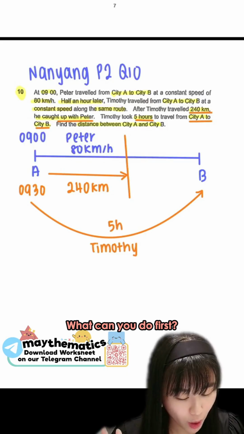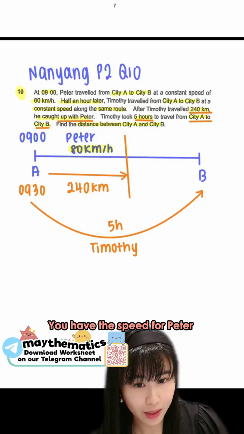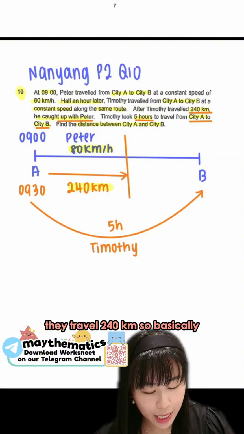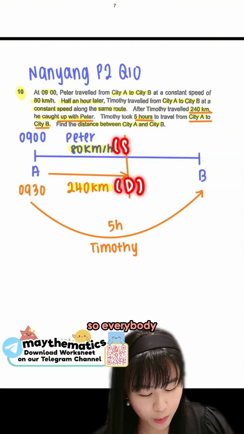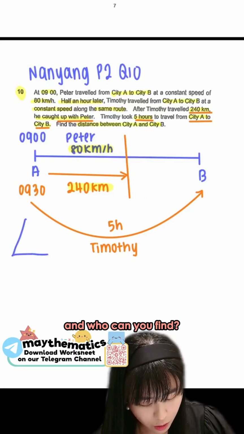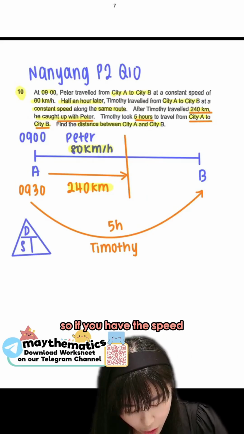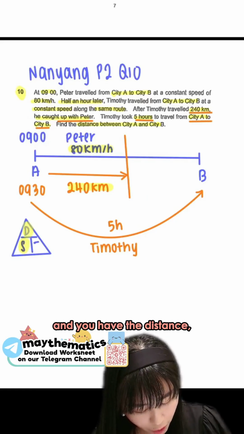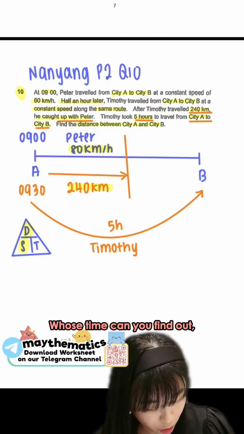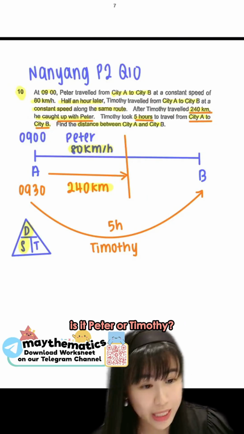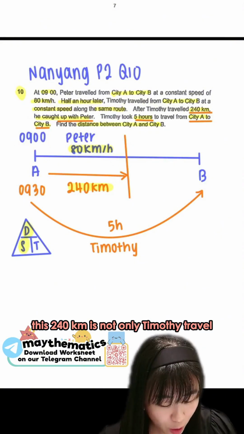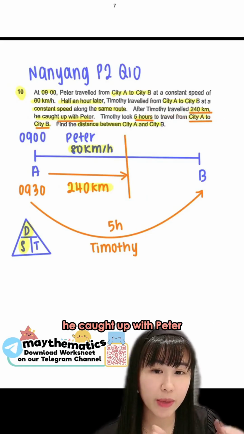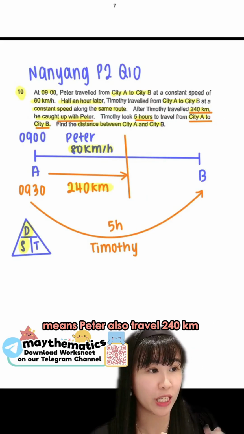Timothy. Okay, what can you do first? You have the speed for Peter, and you know when they meet, they travel 240 km. So basically, you have the distance and you have the speed. So everybody, what can you find and who can you find? Remember your DST triangle? So if you have the speed, with 80 km per hour, and you have the distance, time, very good. Whose time can you find out? Is it Peter or Timothy? Peter, right? This 240 km is not only Timothy's travel. When Timothy traveled 240 km, he caught up with Peter. Means Peter also traveled 240 km so that they can meet.